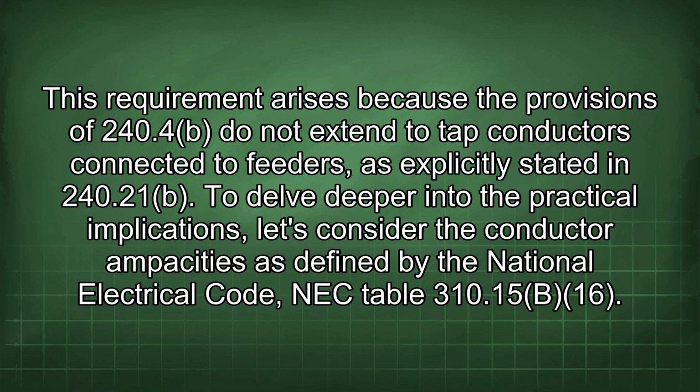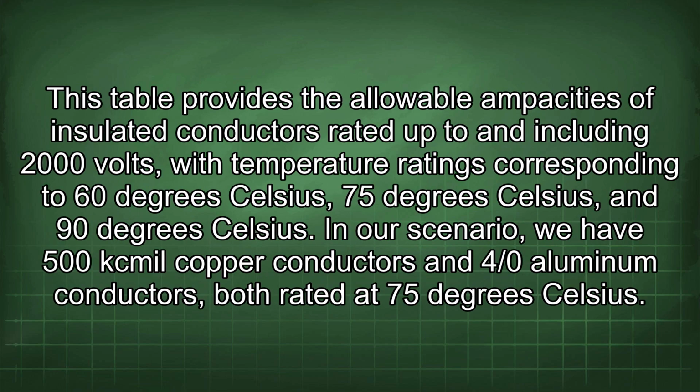To delve deeper into the practical implications, let's consider the conductor ampacities as defined by the National Electrical Code, NEC Table 310.15(B)(16). This table provides the allowable ampacities of insulated conductors rated up to and including 2000 volts, with temperature ratings corresponding to 60 degrees Celsius, 75 degrees Celsius, and 90 degrees Celsius. In our scenario, we have 500 kcmil copper conductors and 4/0 aluminum conductors, both rated at 75 degrees Celsius.